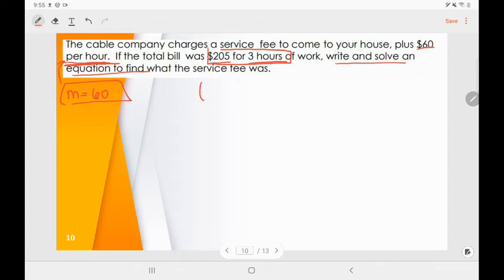Now, when I go to write my ordered pair, remember, don't just write 205 first because it comes first in the sentence. What do you have a choice over? Does the cable company have a choice over how many hours they work, or the bill? They have their choice about how many hours they are there. So 3 comes first as my X and 205 is my Y. On this one, let's go ahead and use the point-slope formula again. Y minus Y1, so here's Y1, 205, is equal to 60, my slope, times X minus X1.